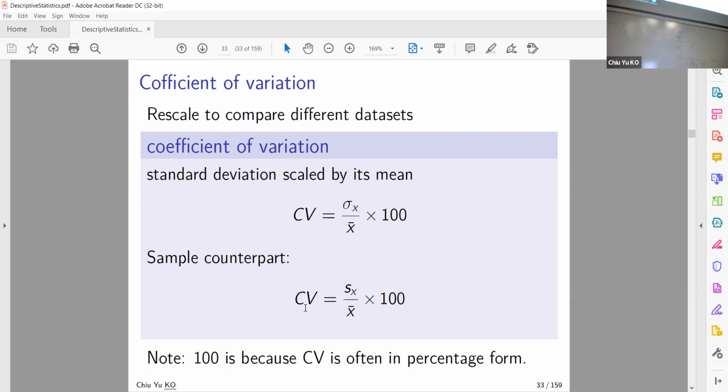But sometimes they don't have the same mean, or they measure different quantities. Then we care about how the scaling is done. So that's why we divide by the mean.